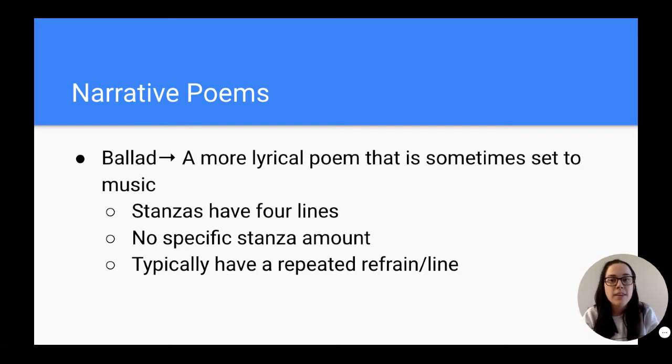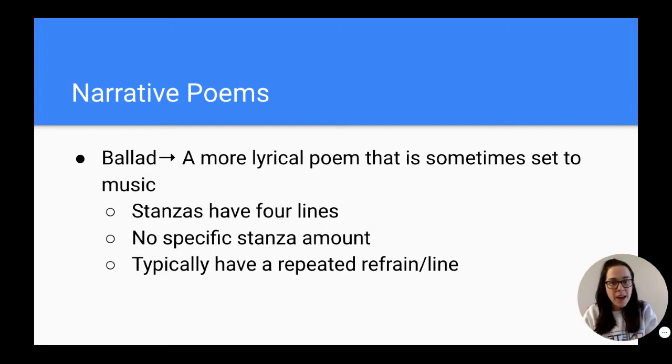The next type of narrative poem is a ballad. So a ballad kind of walks this line between lyric and narrative. It kind of combines the two. So a ballad is a more lyrical poem that is sometimes set to music. Ballads, you might have heard if you have heard of them in music class, where you can sing a ballad, but we also have ballad poetry.